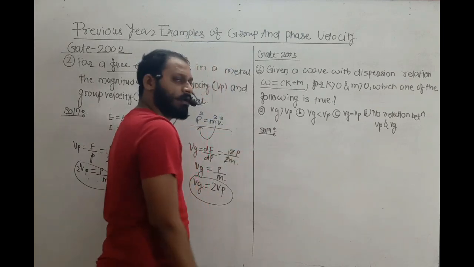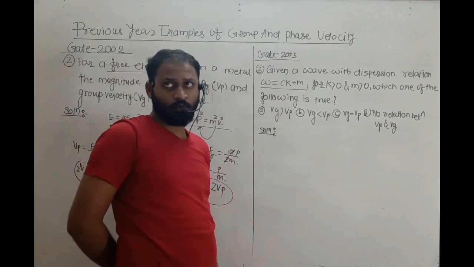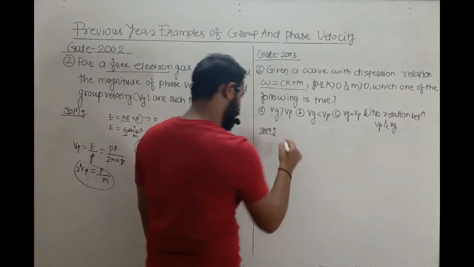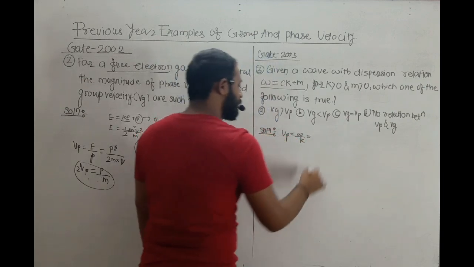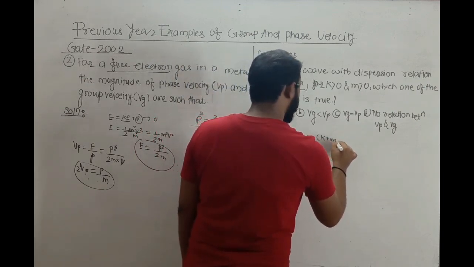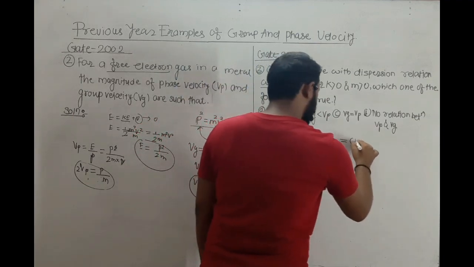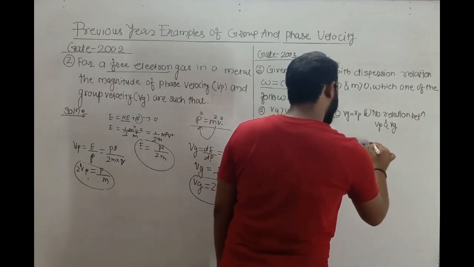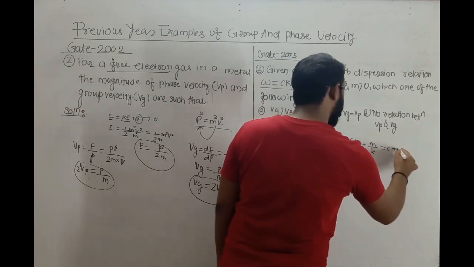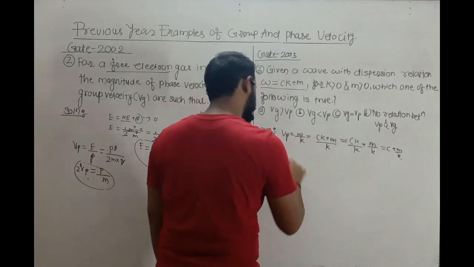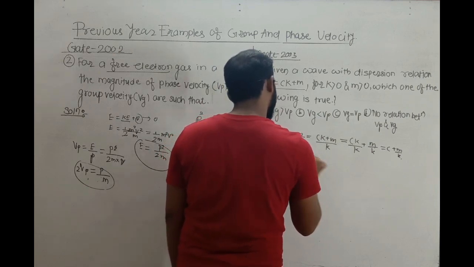Now see, omega is given. How to find Vp? Sir, Vp equals omega by k. I know, sir. Okay then. Vp equals omega by k. What is omega? Ck plus m, by k. Just rearrange: Ck by k plus m by k. K gets cancelled. What remains? C plus m by k. Okay, sir. This is my Vp, that is C plus m by k.